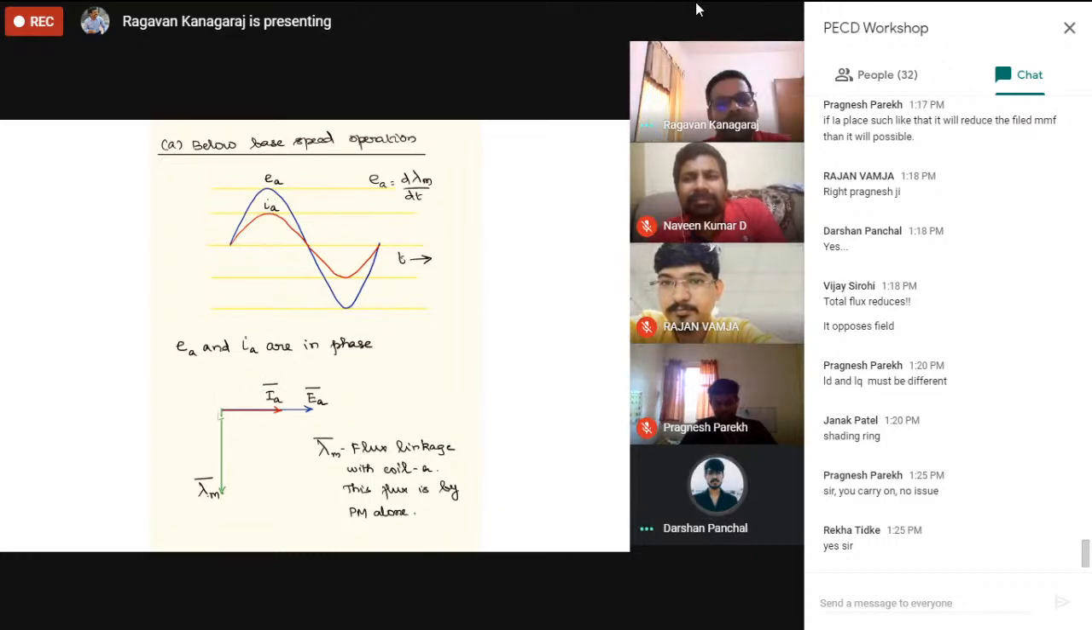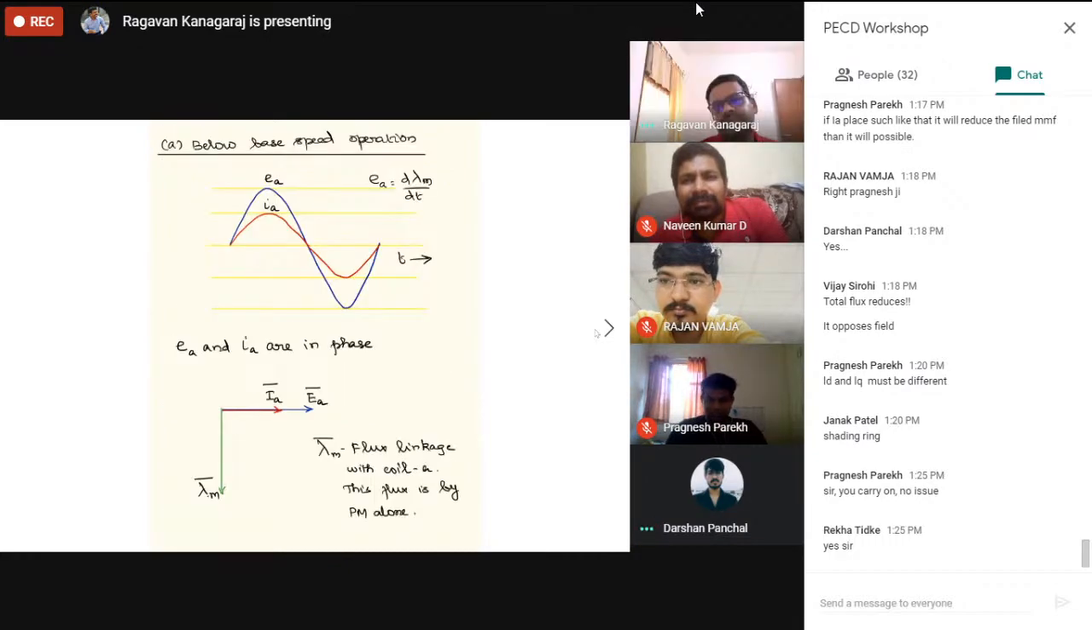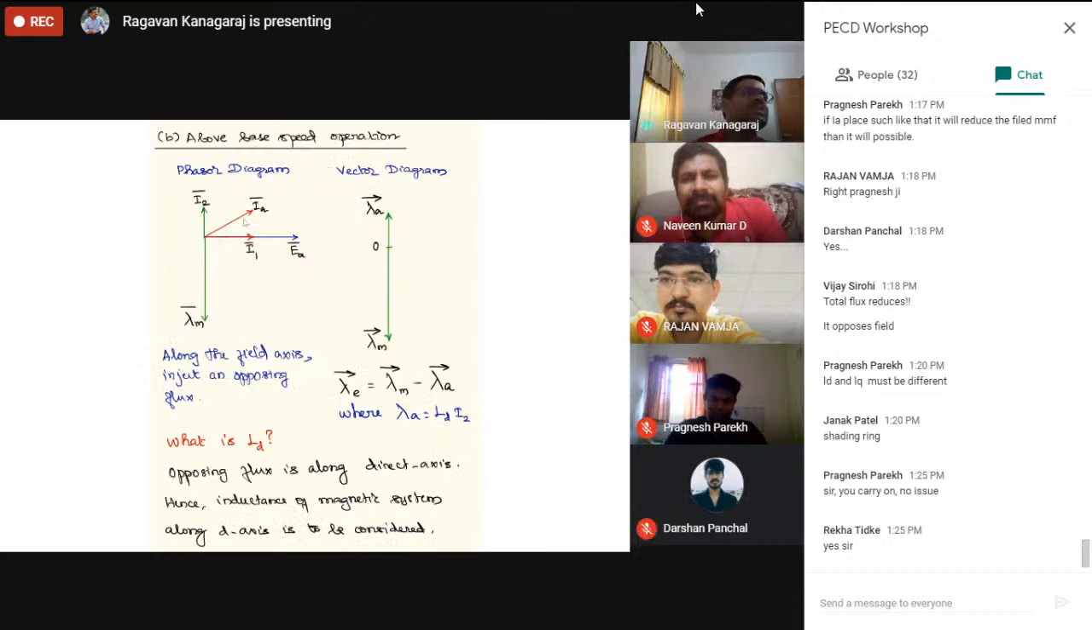Okay. So see, if you put IA like this, you are able to see whatever cursor I'm showing. If you put IA here, then the projection of IA will be aiding lambda m. We don't want to increase the flux; we want to decrease the flux. So we have to inject the winding such that, looking at the back EMF waveform, you will not give an in-phase current. You will give a leading current. So IA is leading EA.